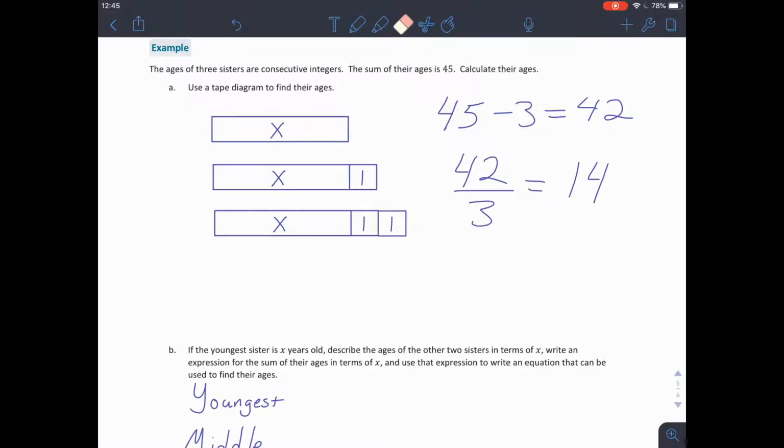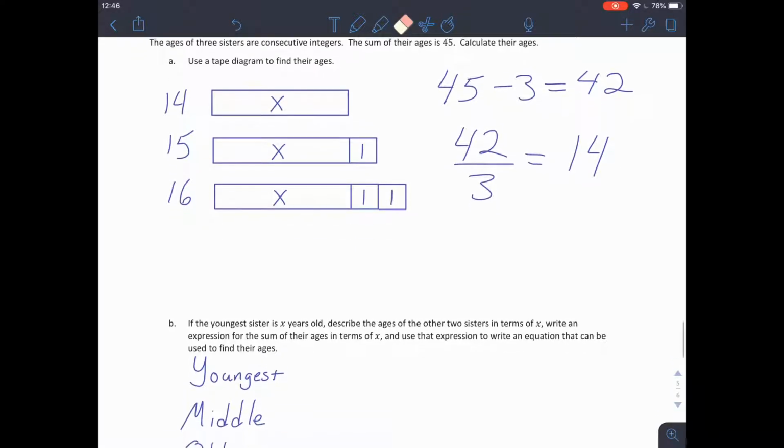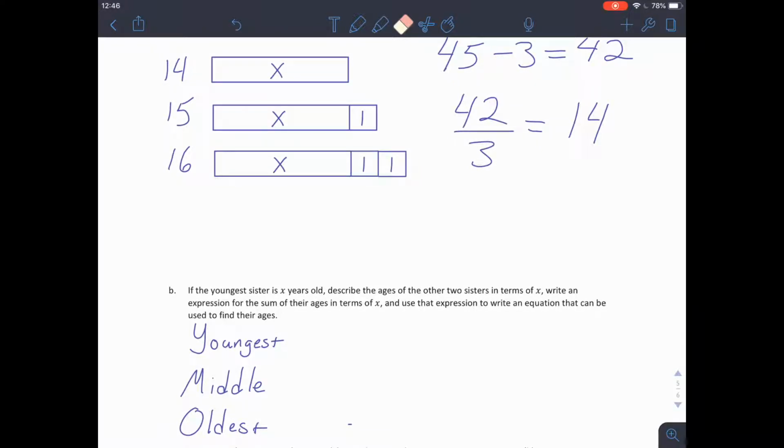So that tells me that our youngest sister is 14 years old, our middle sister is 14 plus 1, which is 15, and then our oldest is 14 plus 2, which is 16. So they are 14, 15, and 16. So keeping in mind the same relationship here, if the youngest sister is X years old, you guys can pause the video here to write an expression to represent each of the sisters' ages. One for the youngest, one for the middle, and one for the oldest.